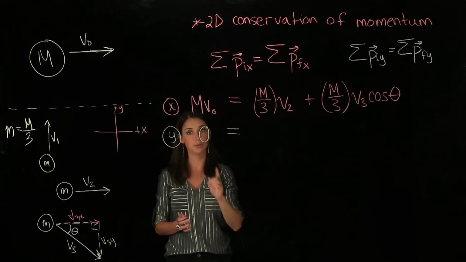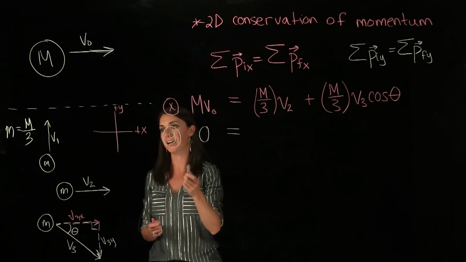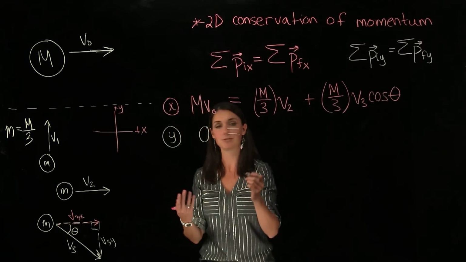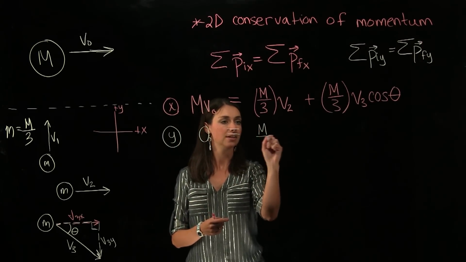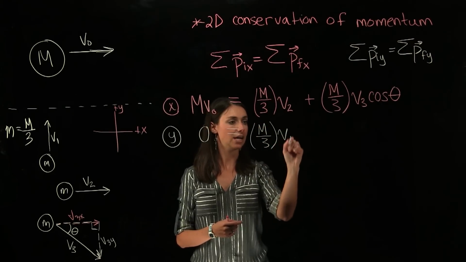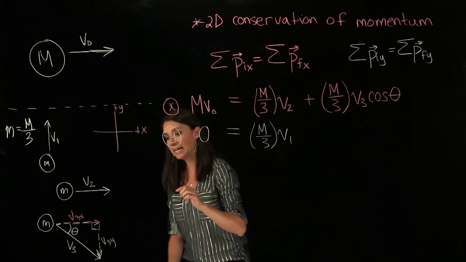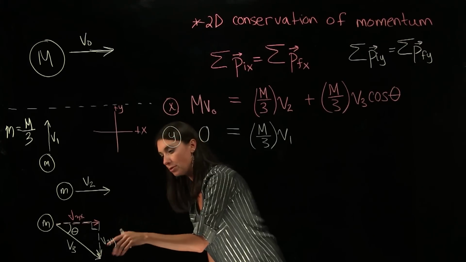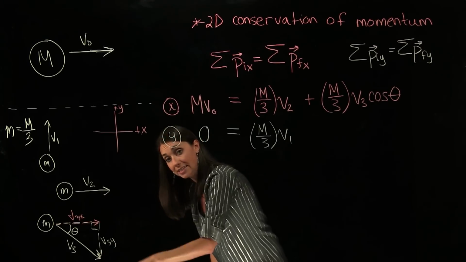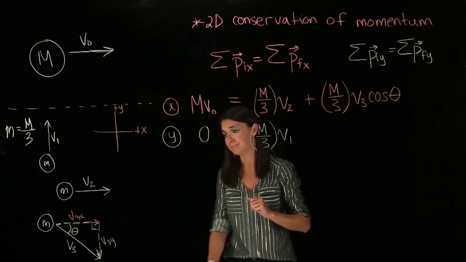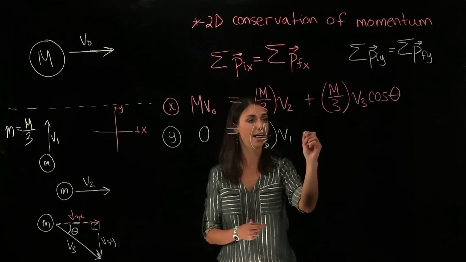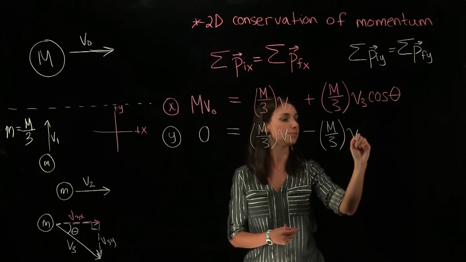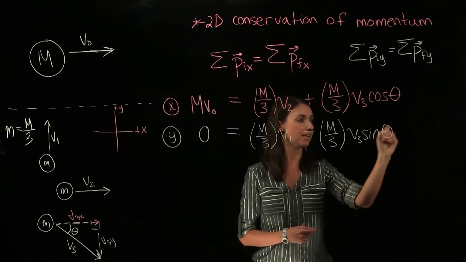Now we want to do the same exact thing for the y direction. For the final, my first piece goes straight up vertically. We'll call that the positive direction. So we'd have m/3 times v1. And then I notice that the third piece here, the only other one that has vertical motion, is sending the object overall in a downwards direction. So I need to subtract these instead of adding. So I'm going to subtract m/3, and then I'll use sine theta to get in the y direction.